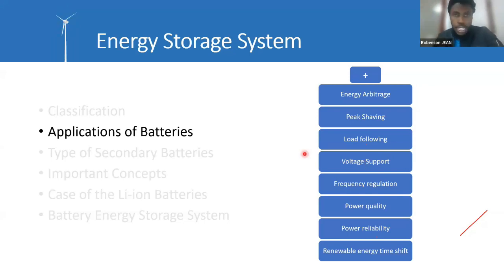So this is a way that we can use in order to reduce the load profile, or reduce the gap between the peak load and the base load. And also it is a way to pay less for the energy services.